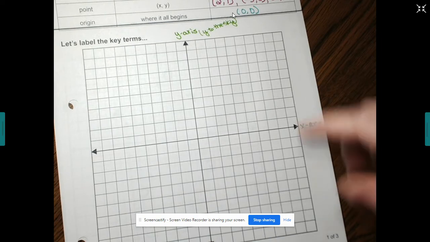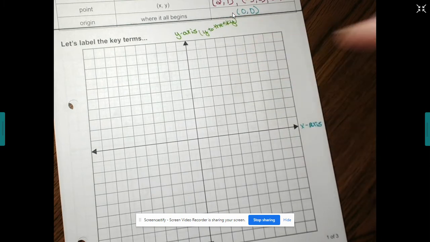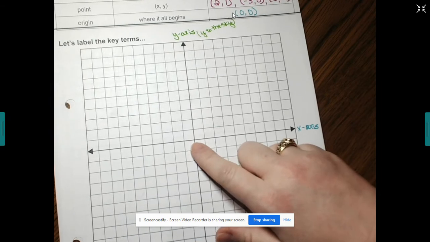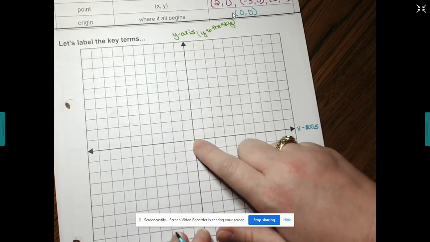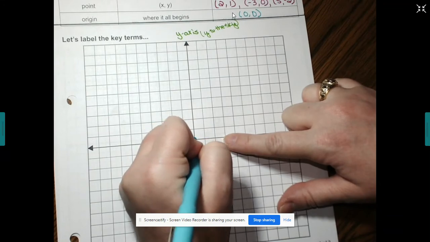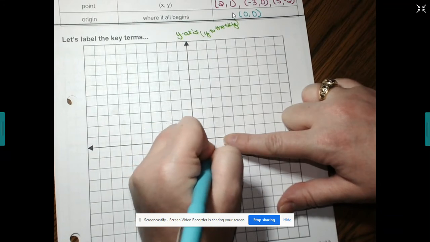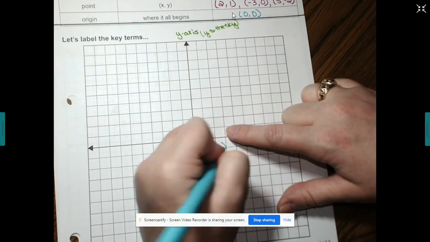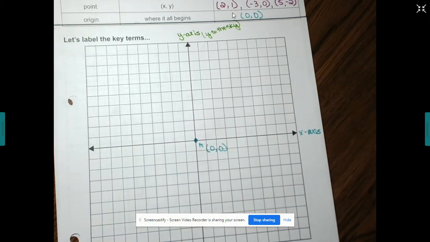Next up, actually, let's do the origin point first. So we know that these are number lines, right? And where they cross is our zeros. They cross at their zeros. So this is our origin. And I'm just going to mark it as (0, 0). Okay.